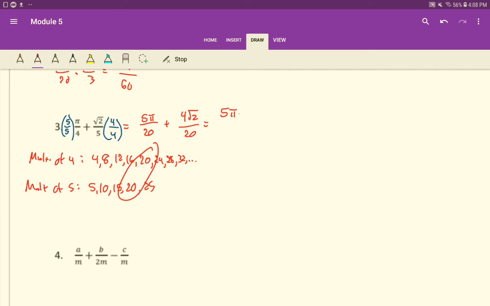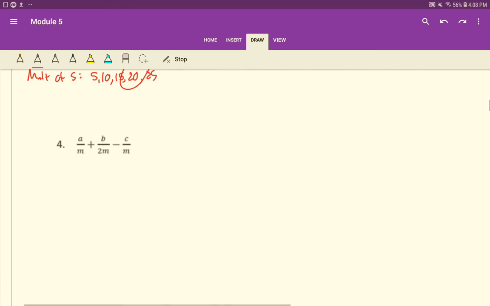equals 5 pi plus 4 times the square root of 2 all over 20. And there's our final answer. We can't really add 5 pi and 4 root 2. They're not like terms, so we just have to leave it that way.